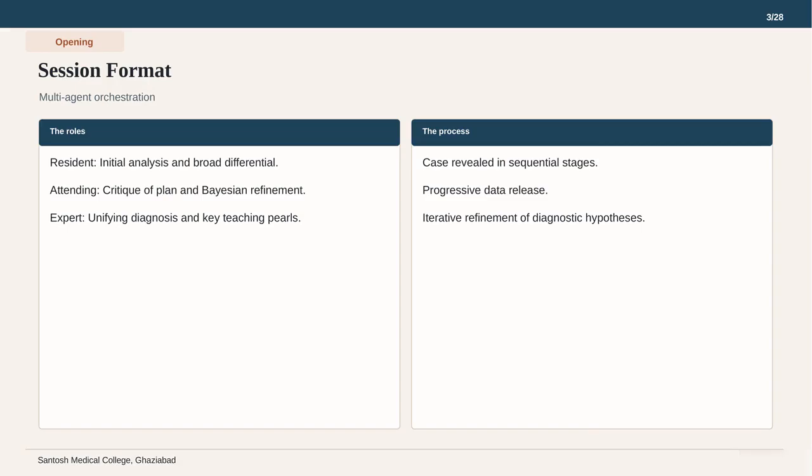The right panel explains our process. The case will be revealed in sequential stages with the progressive release of data. This allows for an iterative refinement of our diagnostic hypotheses, mirroring how a real clinical scenario unfolds in the hospital. By structuring the conversation this way, we can see how initial broad differentials are systematically narrowed down. Now we are ready to dive into the patient's initial presentation at the emergency department.